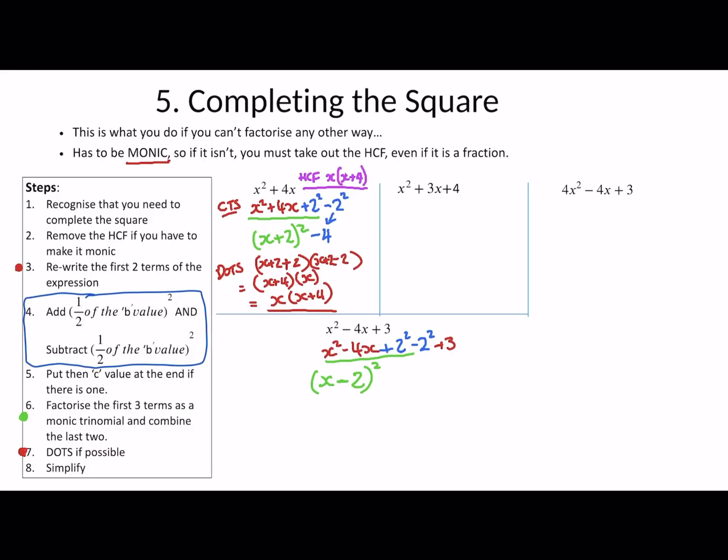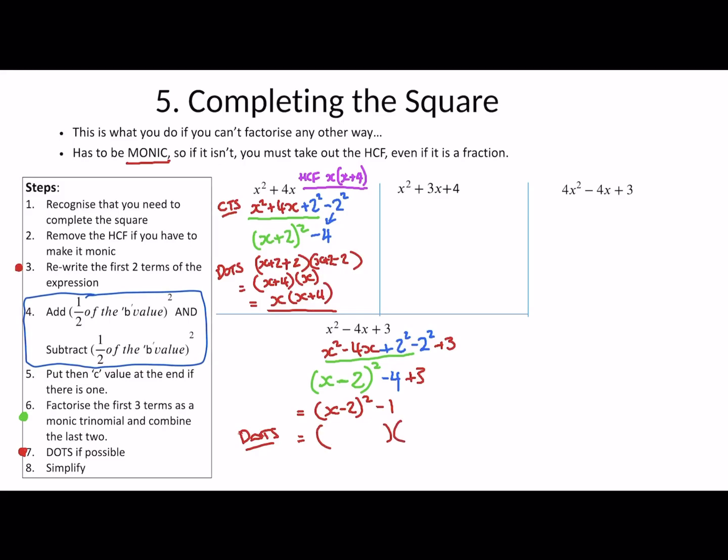Okay, so we've got our x minus 2 squared. Now we've got the minus 2 squared on the end, which is minus 4, plus the 3 comes down at the end of it. Now simplify that end bit. We've got brackets x minus 2 again squared. Negative 4 plus 3 is minus 1. Have we got dots again? Yes, we have. The first one's a square, second one's a square. Square root of 1 is just 1.